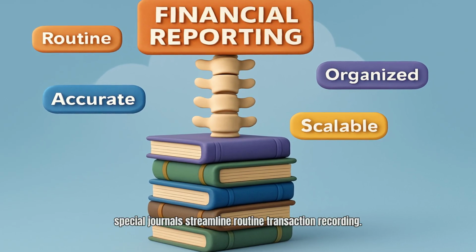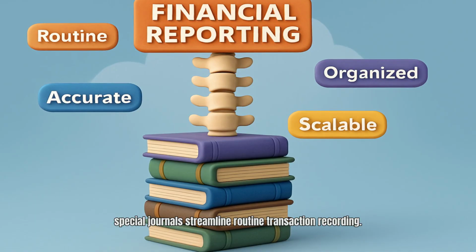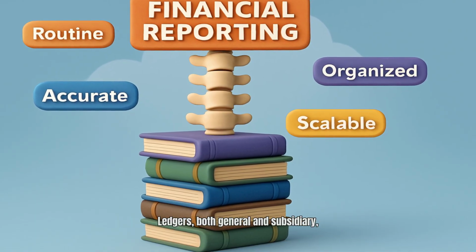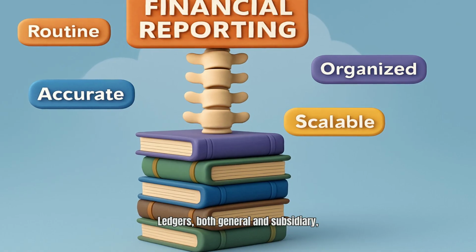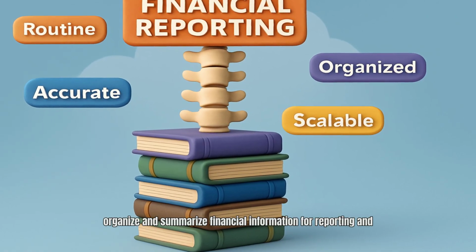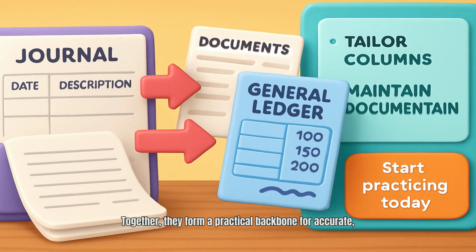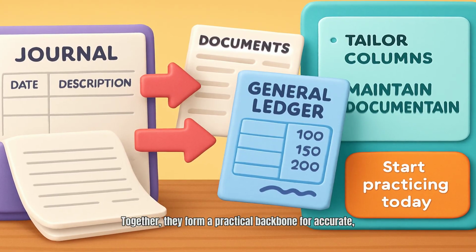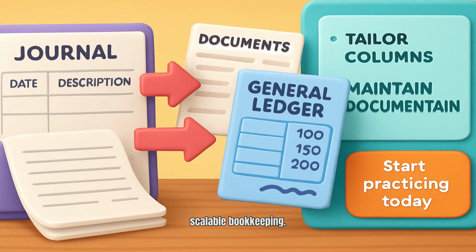In summary, special journals streamline routine transaction recording. Ledgers, both general and subsidiary, organize and summarize financial information for reporting and control. Together, they form a practical backbone for accurate, scalable bookkeeping.